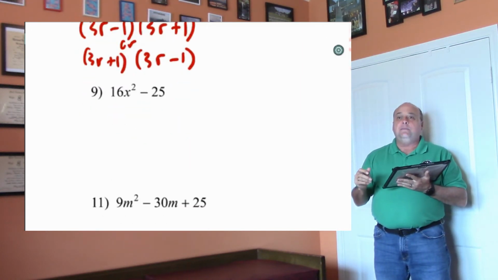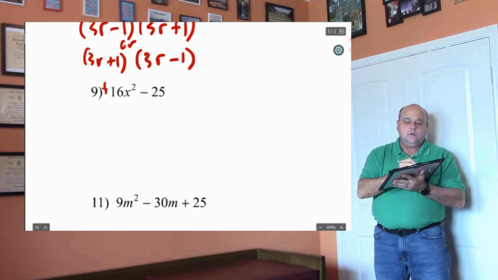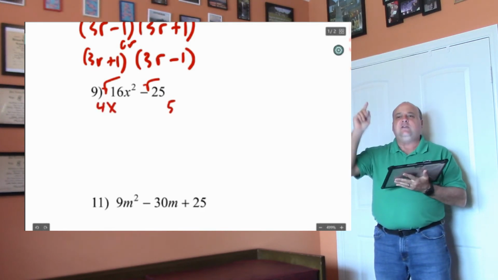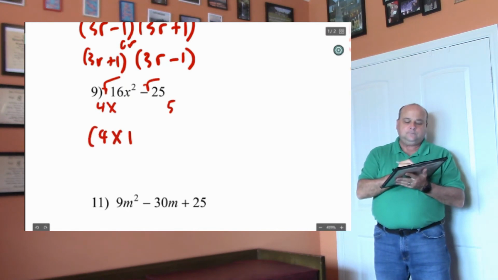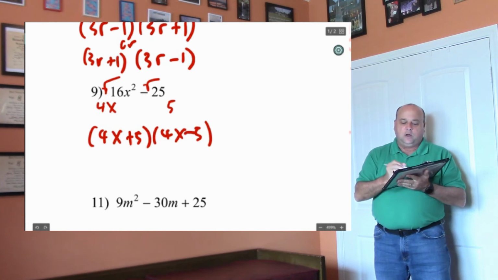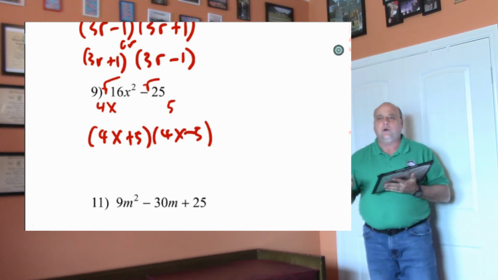This one, the middle term's gone, right? So this is going to be a difference of squares. Square root. I'm going to get 4x and 5. I need 4x plus 5 and 4x minus 5, don't I? This is not hard at all, okay? If I were to multiply that, I would get my 16x squared minus 25.